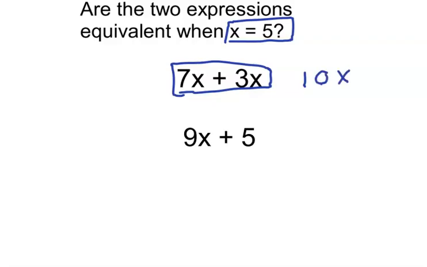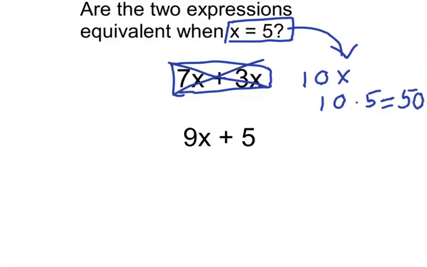Right? So that's going to be pretty easy to utilize later on. And then we have a 9x plus 5 here. So let's just get rid of this one. We'll go ahead and plug in 5 for x there. So what is 10 times 5? 10 times 5 is 50.